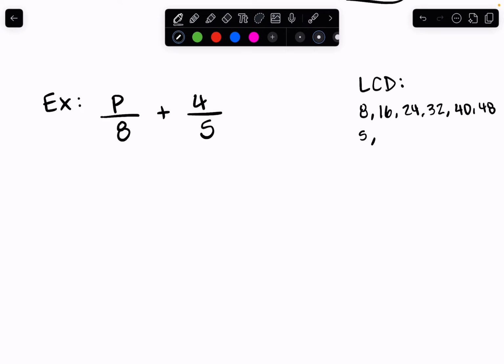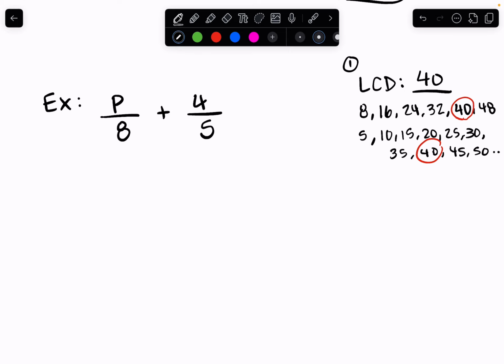All right, and then you do the same thing for 5. So 5 times 1 is 5, 5 times 2 is 10, 15, 20, 25, 30, 35, 40, 45, 50. I'll go up to there. All right, and we can see that, what do they have in common? That's the smallest number, 40. So 40 is going to be your LCD. So that is step 1.